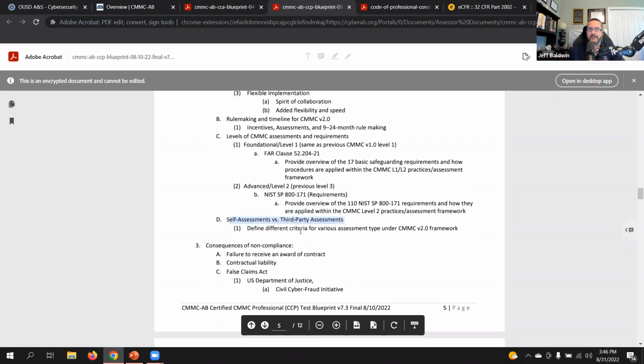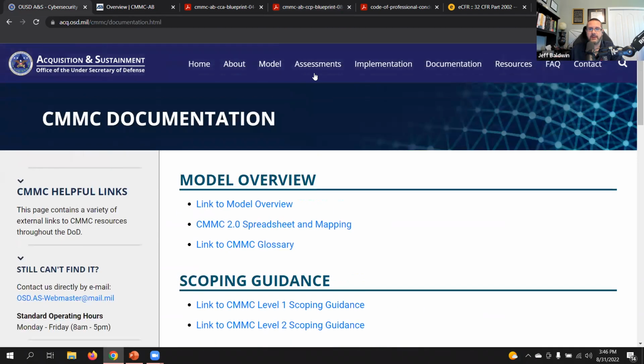Self-assessment versus third-party assessment. Define different criteria for every assessment type. That's what they're talking about there.